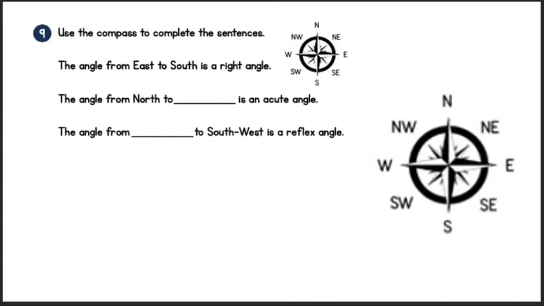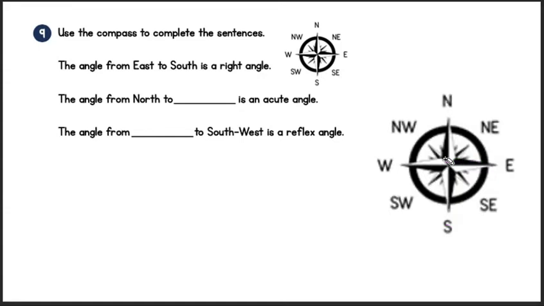Right, this question was really difficult. Question 9, use the compass to complete the sentences. I've just made the compass a bit bigger here so it's easier for us to see. The angle from east to south is a right angle, so let's just draw that. From east to south. Yep, I would agree that's a right angle.